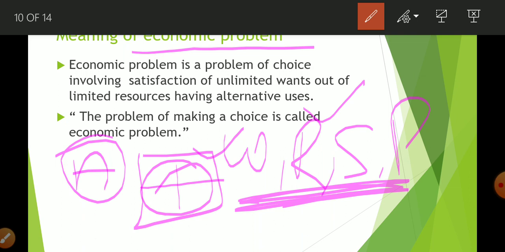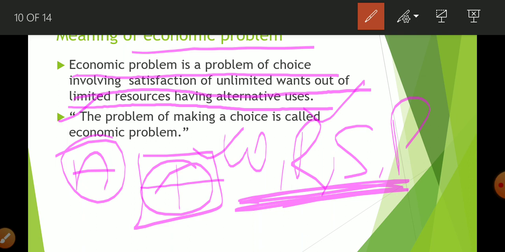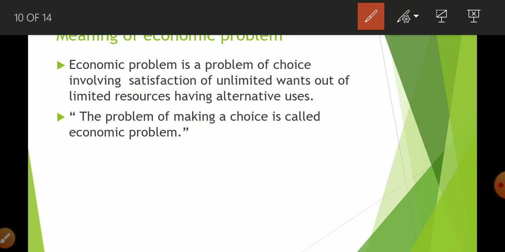So what is written here is the meaning of economic problem. Economic problem is a problem of choice involving satisfaction of unlimited wants out of limited resources having alternative uses. In very simple language, what is an economic problem? The problem of making a choice is called an economic problem, the problem of selection.